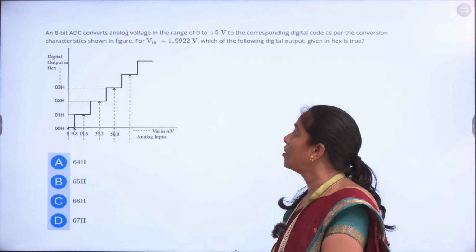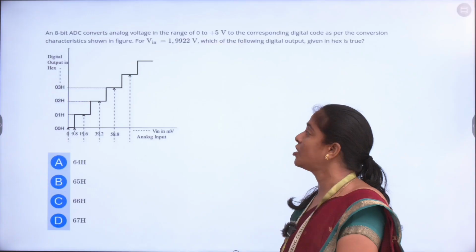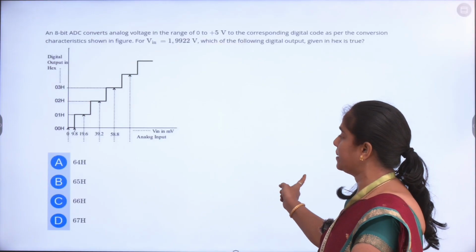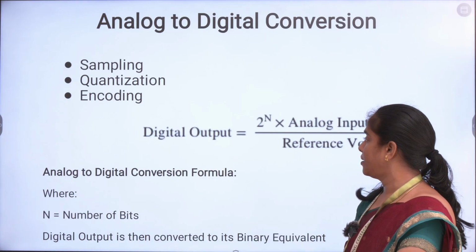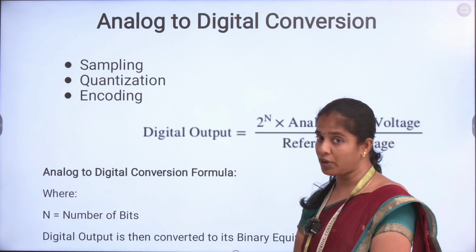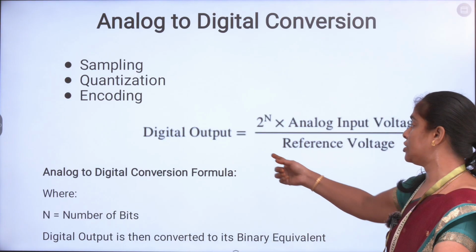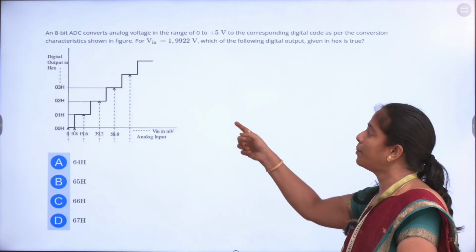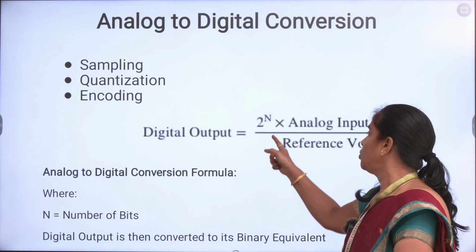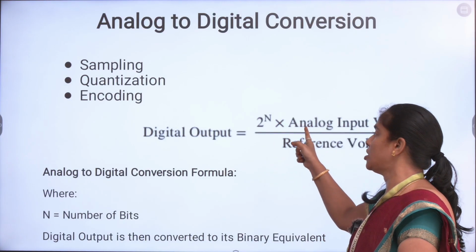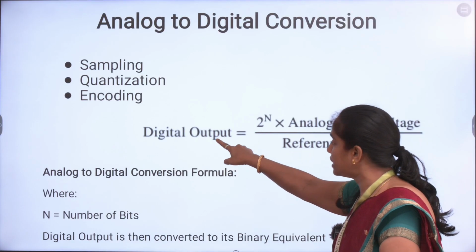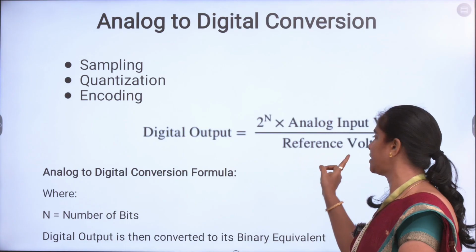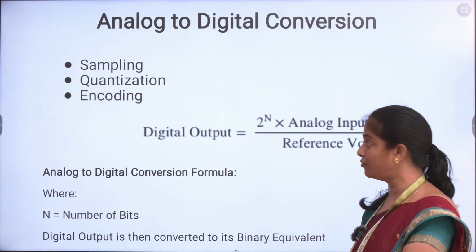So the question is, what is the hexadecimal digital output value corresponding to Vin of 1.9922 volts. The equation which is going to give you the digital output corresponding to analog input is this: digital output is equal to 2 power n, where n represents the number of bits. Here the number of bits n is equal to 8. So 2 power 8 into the analog input voltage, for which we are going to determine the digital output, 1.9922 volts, divided by the reference voltage, that is the maximum voltage range, which is 5 volts in this case.